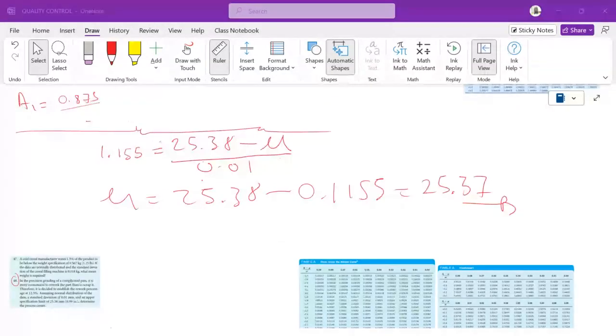Question 48. $25.37 is our answer. Yes, and the answer is correct. I was not sure. I've been practicing a lot of things.